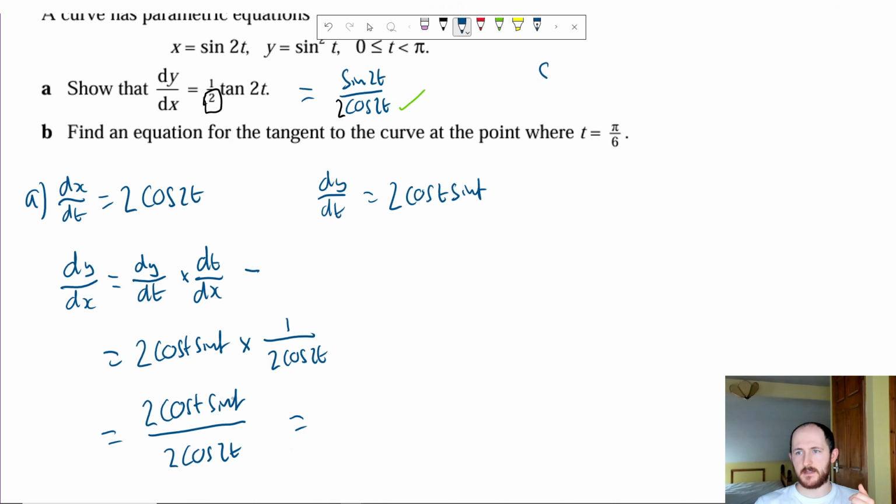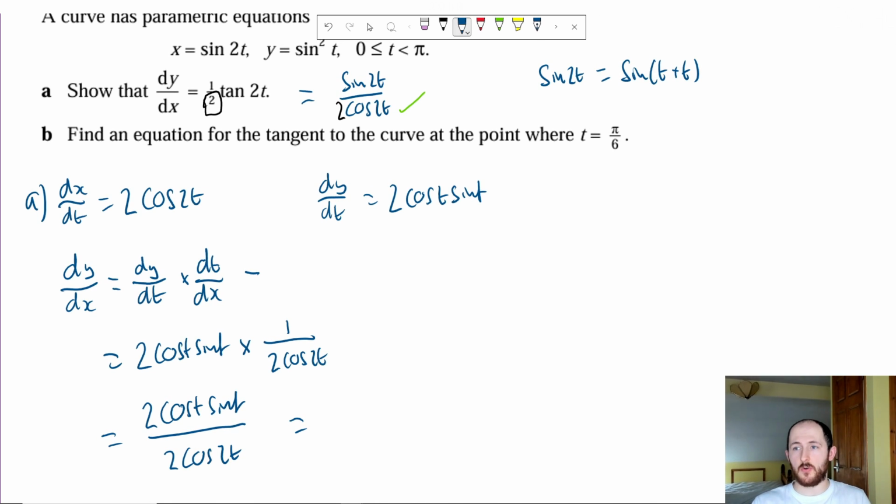Because if you think about what sine 2t is, again, if you use the addition formula, the reason why I'm going to use the addition formula here is because remember what I said, I don't like memorizing things. It's just not worth it, in my opinion. So instead, use the addition formulas, which you get given in your actual exam. You get given them on the formula sheet.